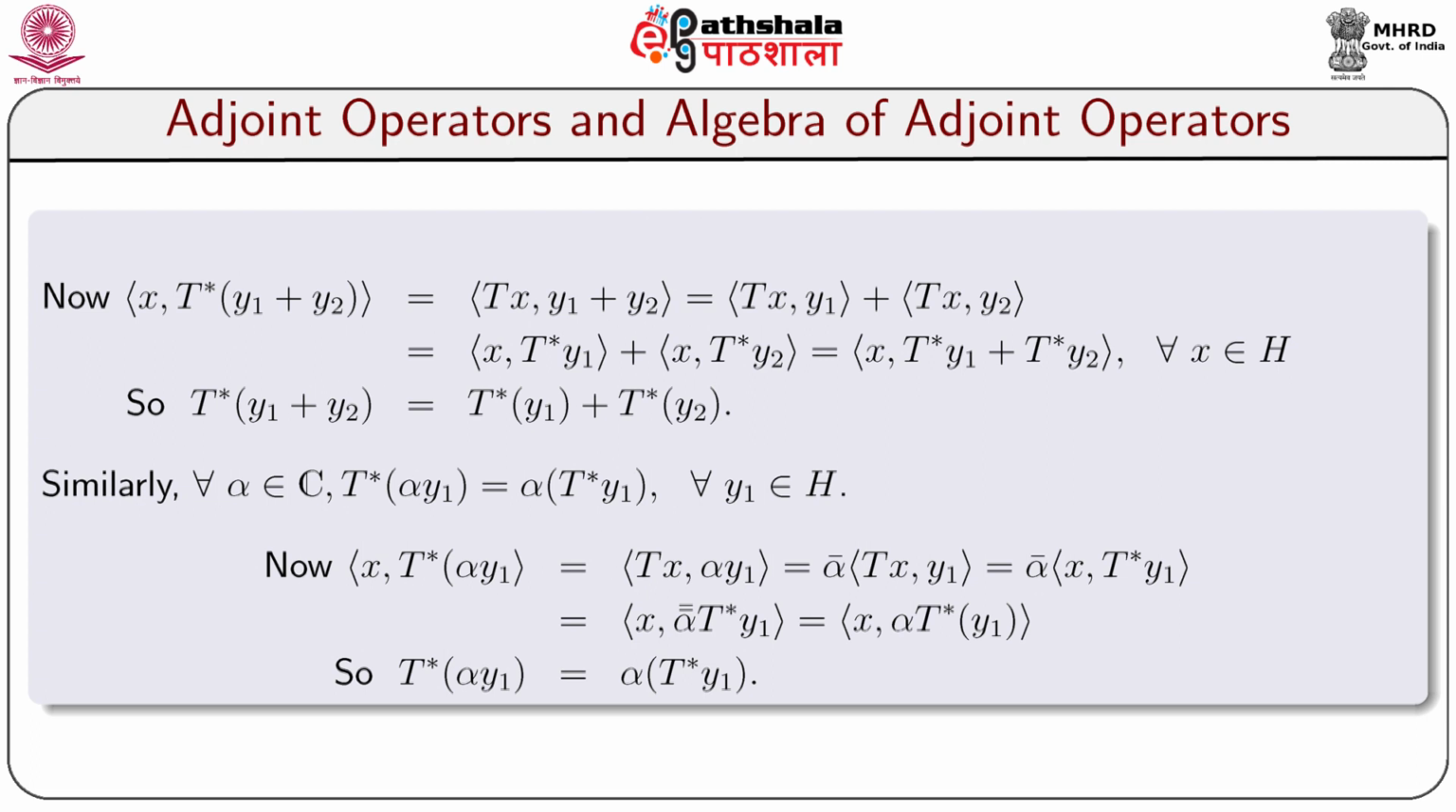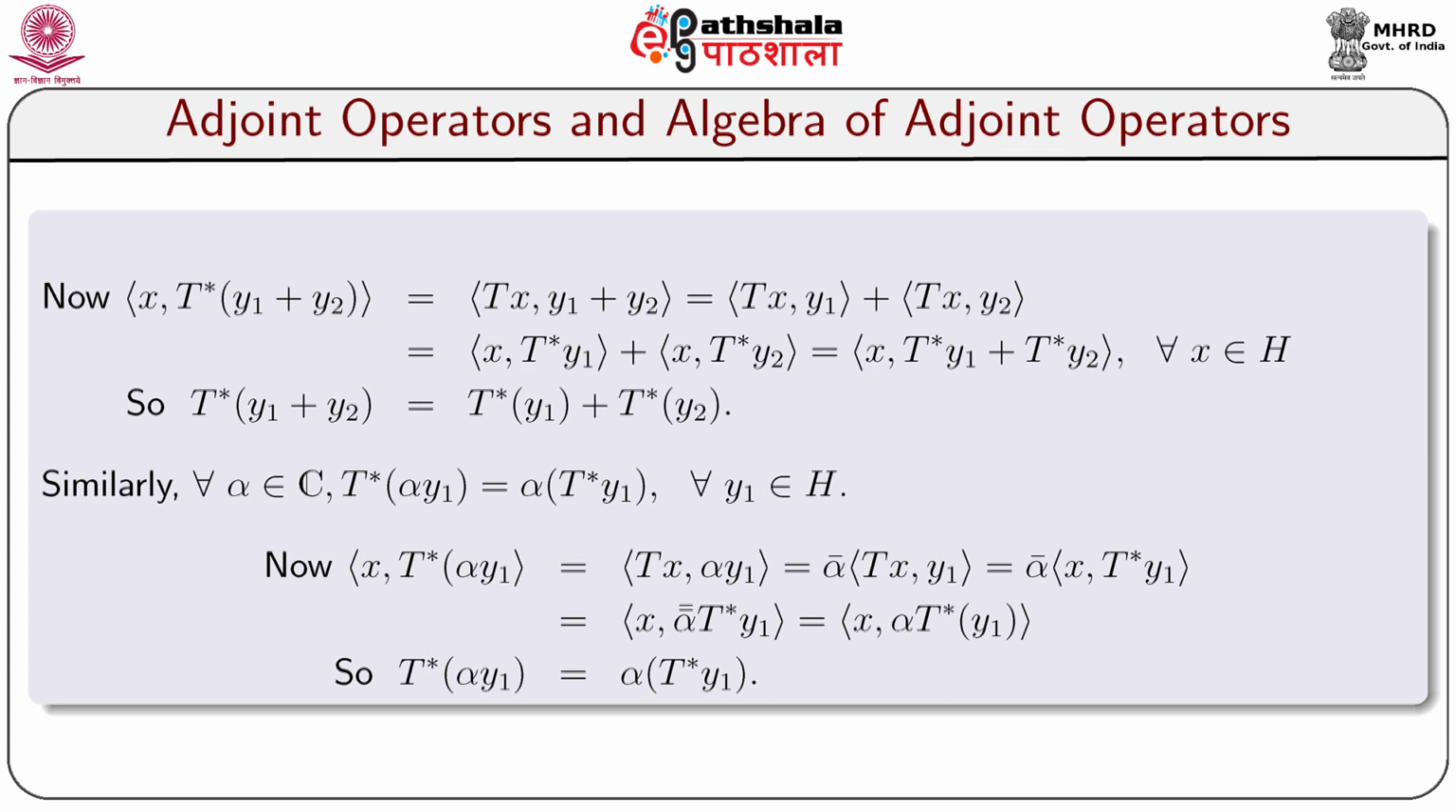So, T star (y1 + y2) = T star y1 + T star y2. This shows that T star is additive. Similarly, we can show that for all alpha belonging to C, where C means the collection of all complex numbers, we have T star (alpha y1) = alpha bar T star y1 for all y1 belonging to H.